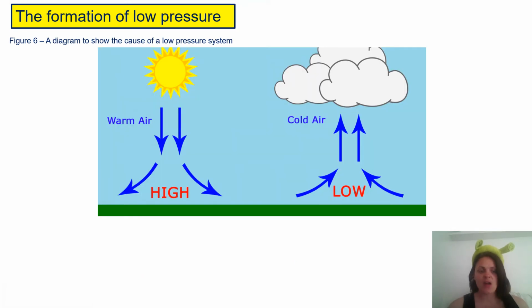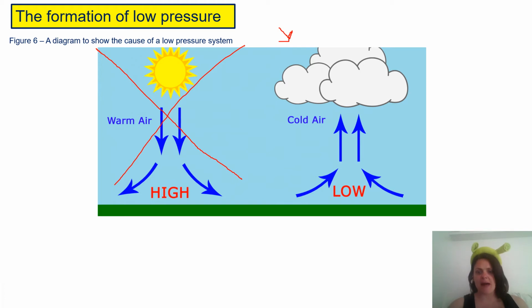All right, so this is what we're going to do now. I want you to get a pencil out and a ruler if you need one, and we're going to draw a diagram for low pressure. Now last lesson, when we did high pressure, you drew that diagram. So we don't need to do that one now, so you can just ignore that there. So we're going to focus on this one.